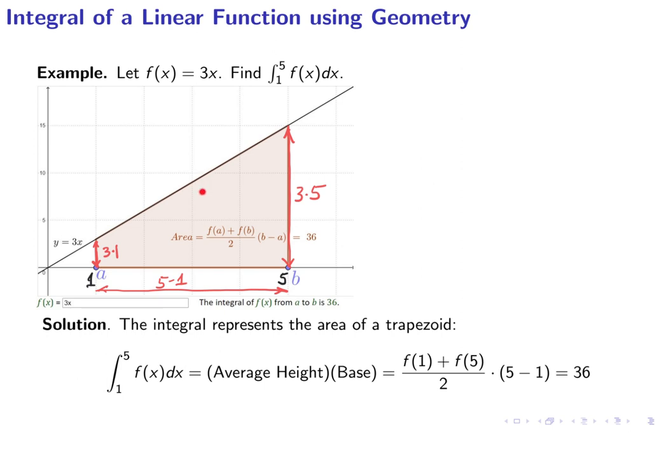It is the average height of the trapezoid, so in our case it will be the average of 3 times 1 and 3 times 5. So it will be 3 plus 15 over 2, multiplied by the length of the base, which is in our case 5 minus 1. So we have the average of the y values at the endpoints multiplied by the length of the interval. So 3 plus 15 over 2 times 4, which is 36.